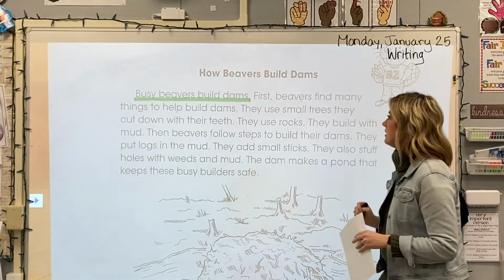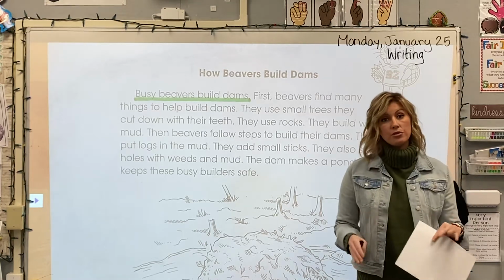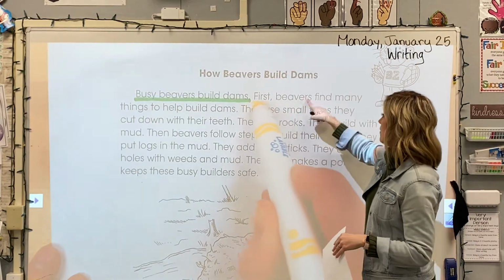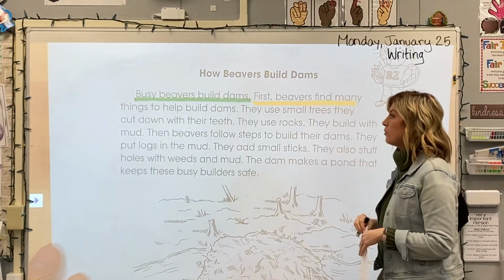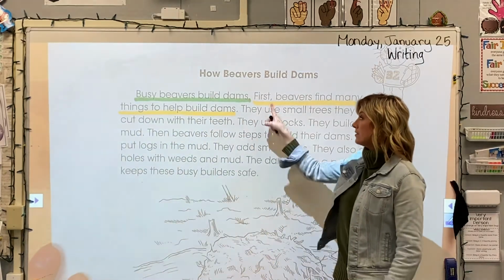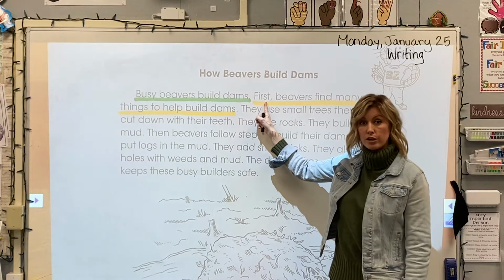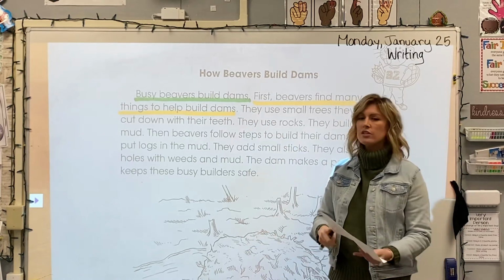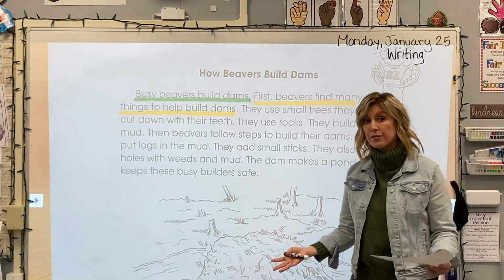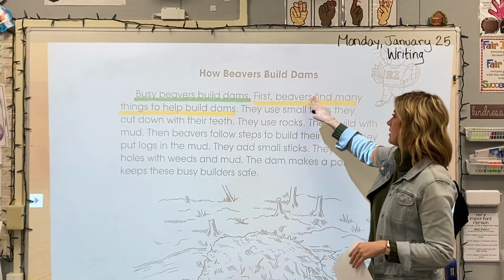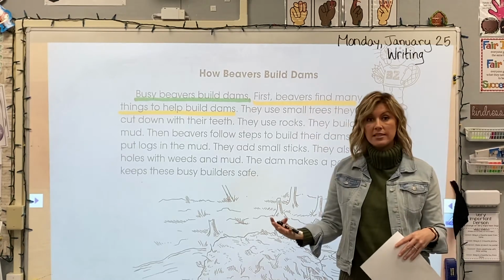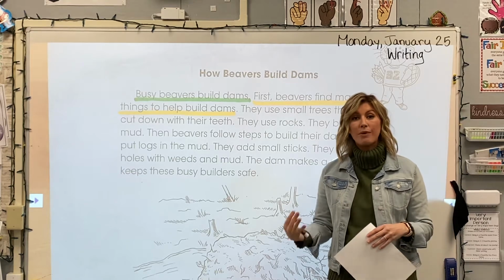So let's take a look at the next sentence, which will be yellow. It's introducing a new idea about how they build dams. And this sentence says, first, beavers find many things to help them build dams. So I know that it's a yellow sentence because it has a transition word, the word first. Remember what transition words are: first, next, then, last, after that, those kinds of things. One reason, another reason. So that transition word is just introducing an idea which tells us that they use different things to build dams.